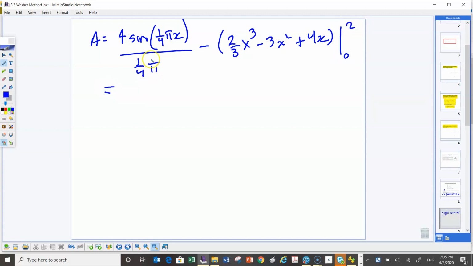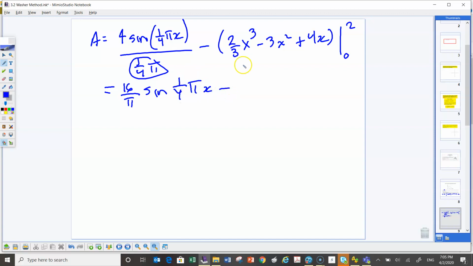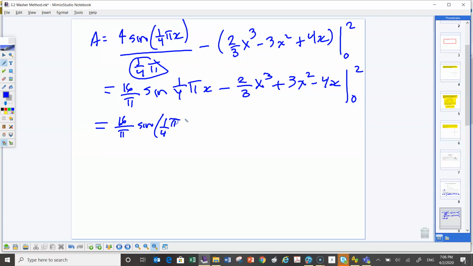To clean this up a little bit, I'm going to multiply by the reciprocal of the constant 4, and that's going to become 16 over pi sine of 1/4 pi x minus, now we'll distribute the negative, 2/3 x cubed plus 3x squared minus 4x, all going from 0 to 2. Now it's a matter of evaluating, so I'm going to plug in my upper limit, which is 2. So I'm going to have 16 over pi, the sine of 1/4 pi times 2 minus 2/3 of 2 cubed plus 3 times 2 squared minus 4 times 2. And plugging in the lower limit, every term will become 0, so that's irrelevant.